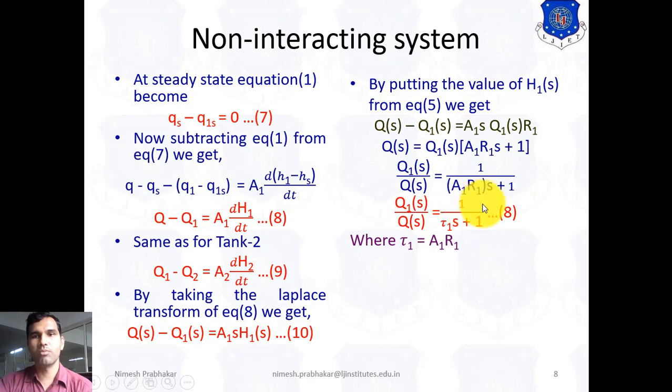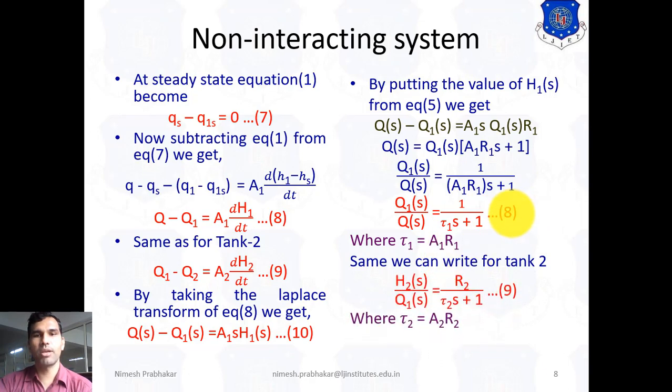In the same way we can write the equation for tank 2. For tank 2 we can write the equation as H2s upon Q1s equals R2 upon tau 2 s plus 1. Here tau 2 represents A2 into R2. So we get two equations: this is the Laplace transform equation for tank 1 and this equation is for tank 2.